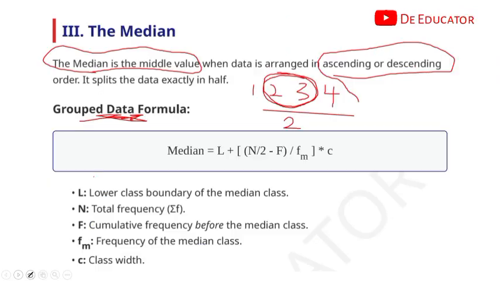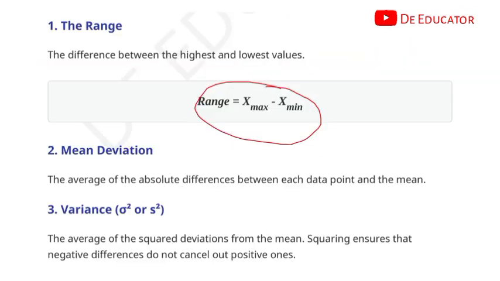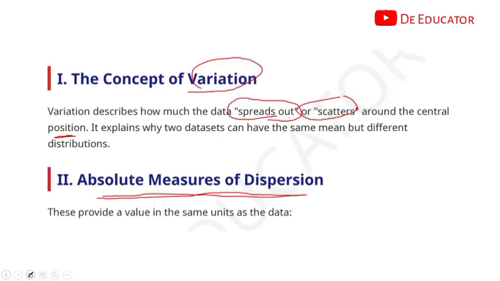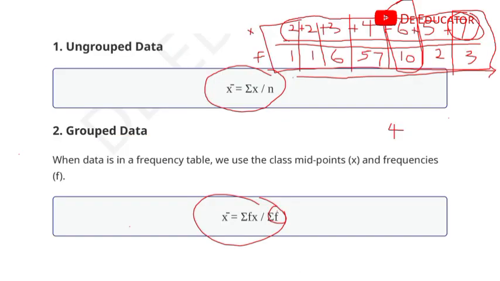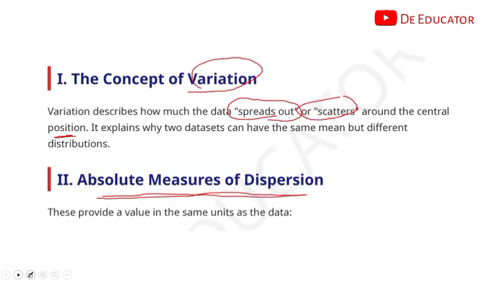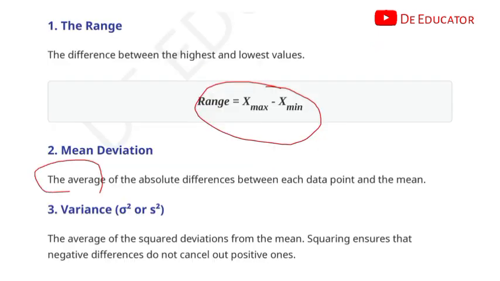Let's see the definition again. The definition says the average of the absolute difference between each data point and the mean. So we are going to do each data point and the mean. What's the first data? 2. So we do 2 minus 4, 2 minus 4 again, 3 minus 4, 4 minus 4, 6 minus 4, 5 minus 4, 7 minus 4, and then we do it continuously. Whatever we get, we find the average, and when we find the average, that is known as mean deviation. All right, so let's move on to the next one.